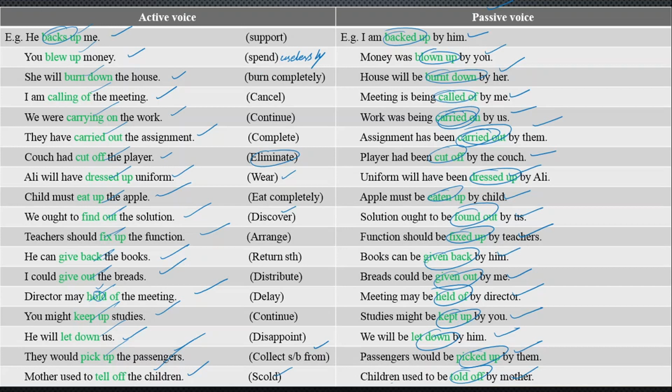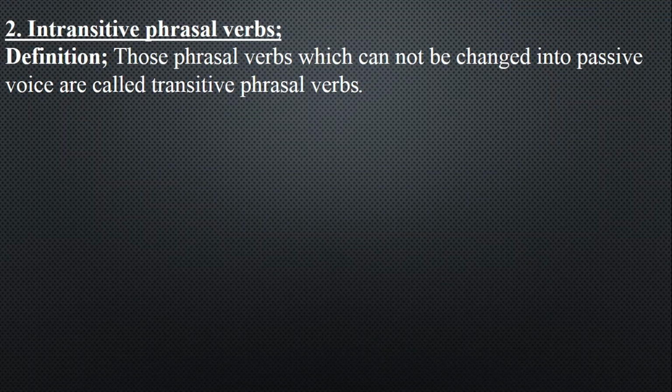So now see, I told you phrasal verbs, they've got two kinds: transitive phrasal verbs and intransitive. Now transitive we have discussed and we have even changed them. Now we will talk about the intransitive phrasal verbs. Those phrasal verbs which cannot be changed into passive voice are called intransitive phrasal verbs. They are called intransitive. In is missed, and that is what you need to write: intransitive phrasal verbs.